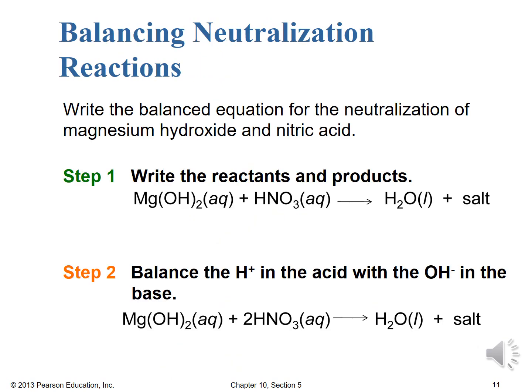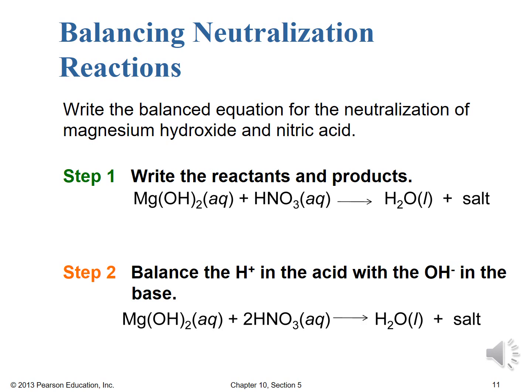All right, let's work through one of these neutralization reactions. For this case, we're going to write the balanced equation for the neutralization of magnesium hydroxide and nitric acid. So first, we'll write the reactants and products. So Mg(OH)2 aqueous plus HNO3 aqueous yield H2O liquid plus salt. All right, and so we don't know exactly what salt yet, although I'm sure some of you have already determined it, but that's our generic reaction.